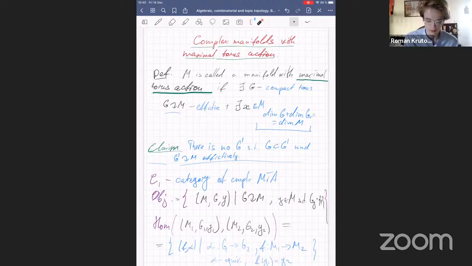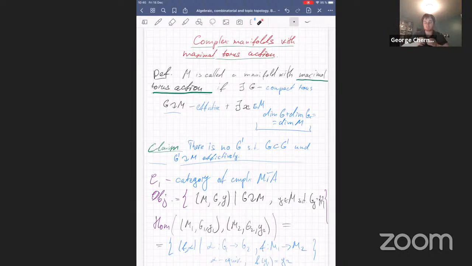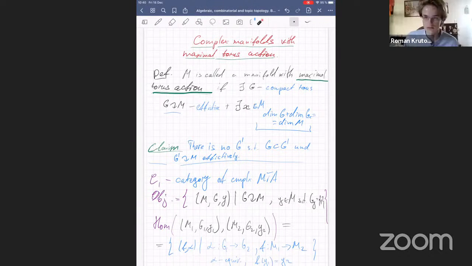First of all, I would like to thank the organizers for inviting us all here. It was a very nice conference. So today I will talk about computation of basic homology of complex manifolds with maximal torus action. The plan for today is, first I will introduce these manifolds and speak a little bit about them, then pass to the computation.